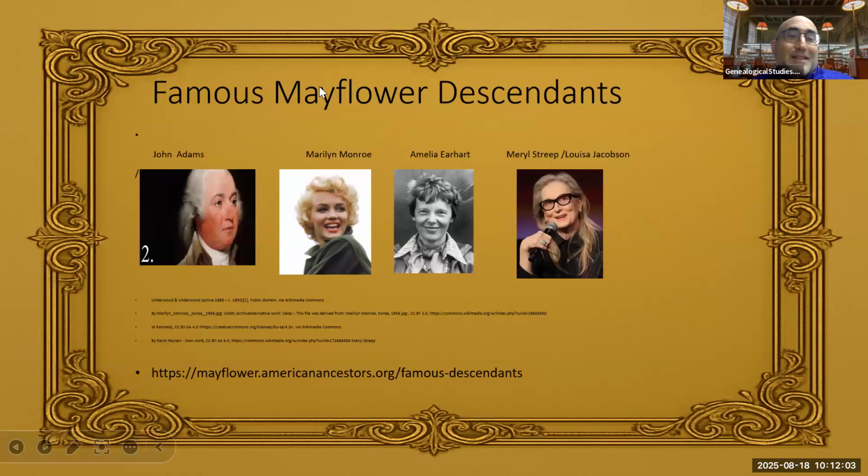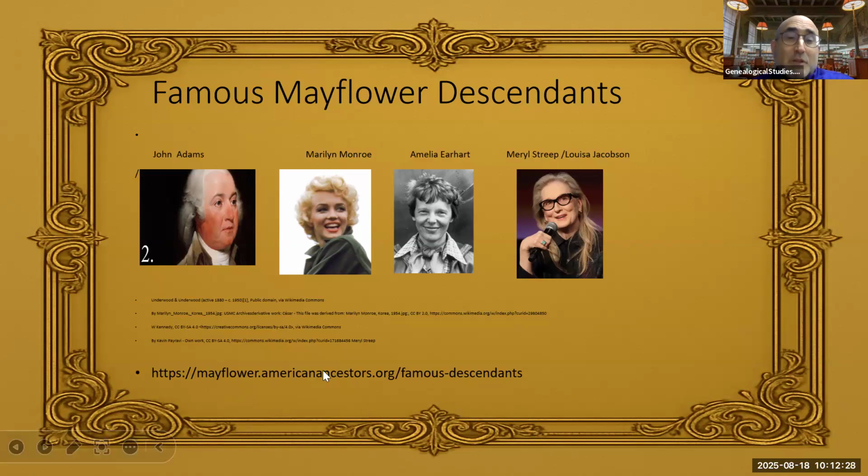So, something else is the Mayflower descendants cross all areas of society. Now, John Adams, the second president of the United States, is a Mayflower descendant. Marilyn Monroe is a Mayflower descendant. Amelia Earhart is a Mayflower descendant. Meryl Streep, whose daughter Louisa Jacobson is also on The Gilded Age, they're Mayflower descendants.